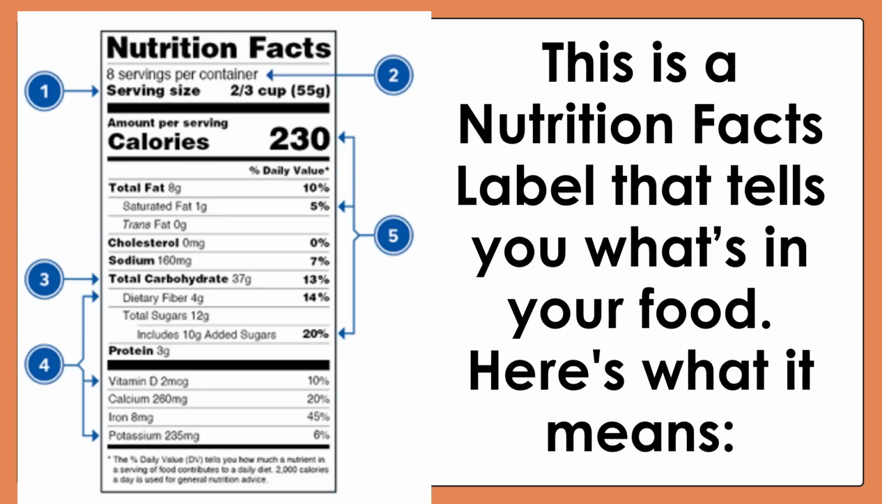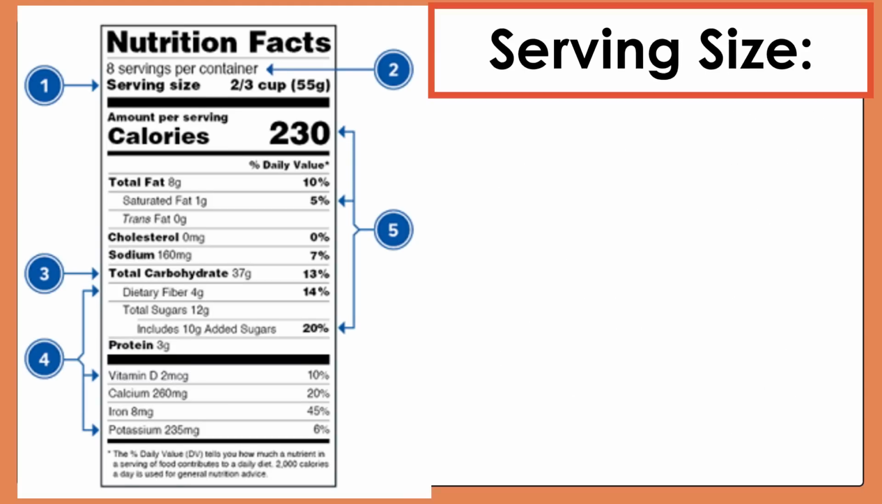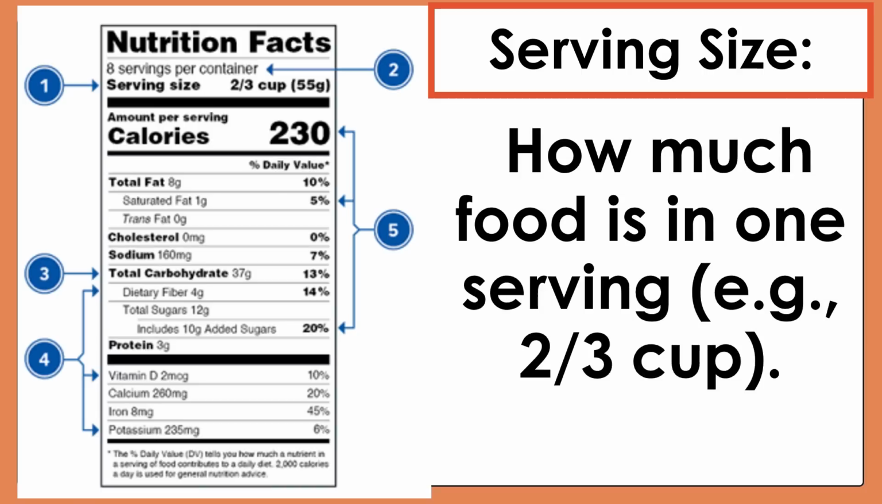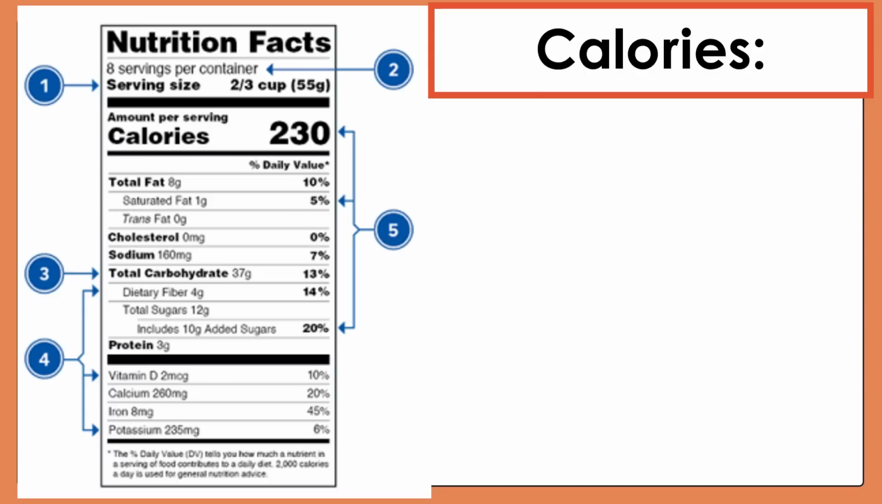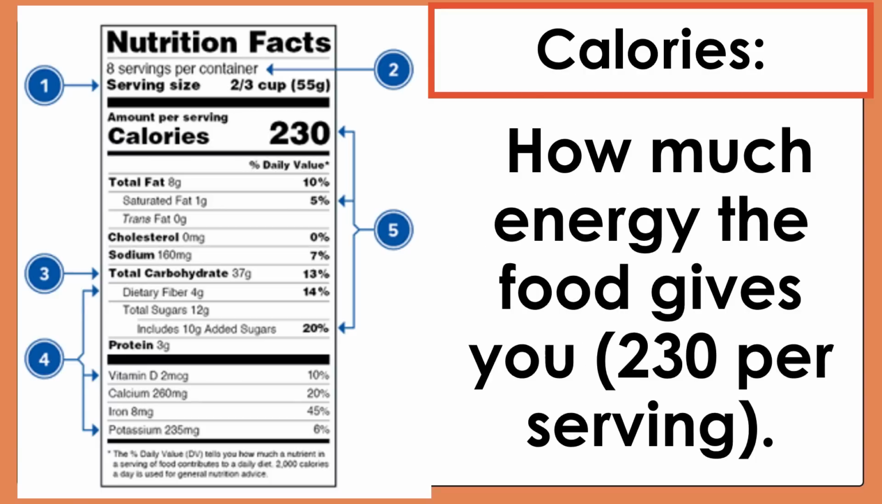This is a nutrition facts label that tells you what's in your food. Here's what it means. First is serving size. How much food is in one serving? Example, 2/3 cup. Second is the calories. How much energy the food gives you? 230 per serving.